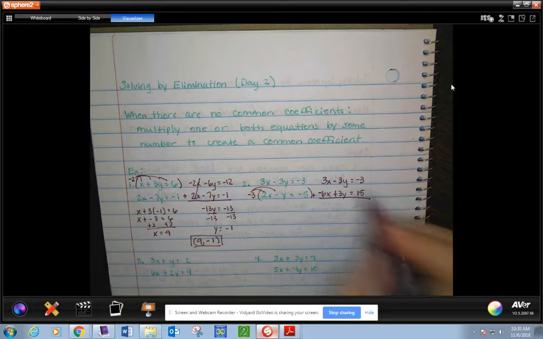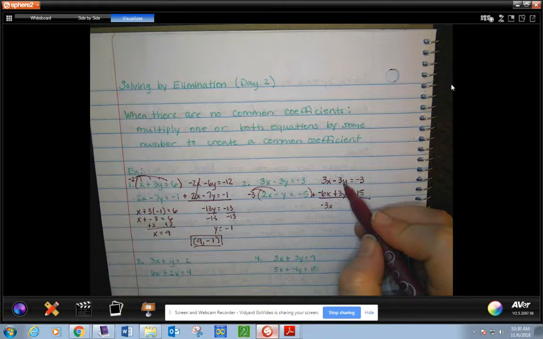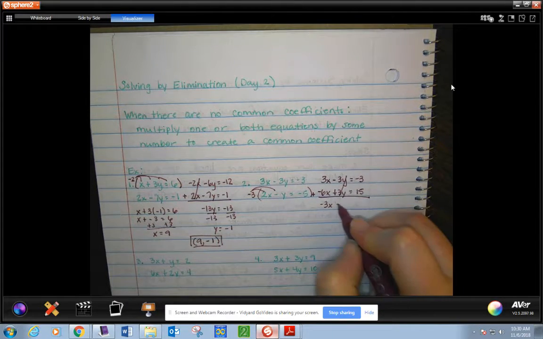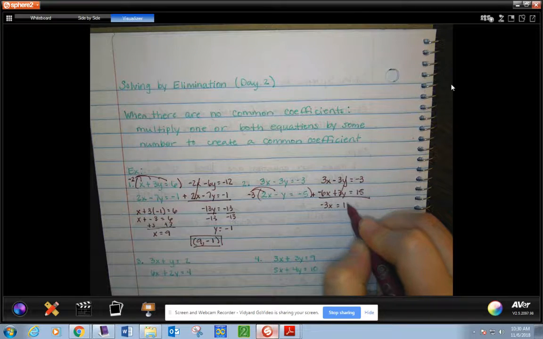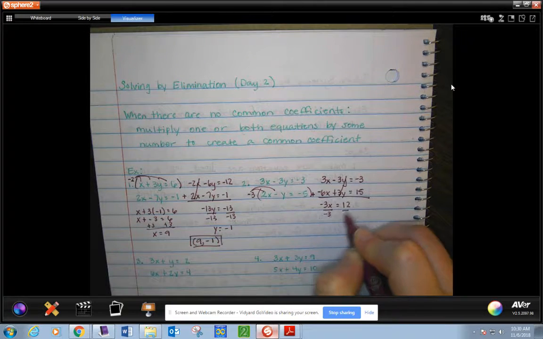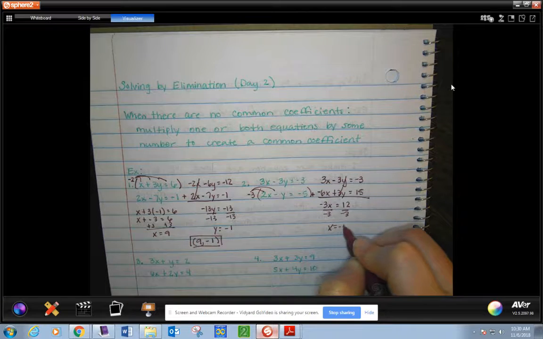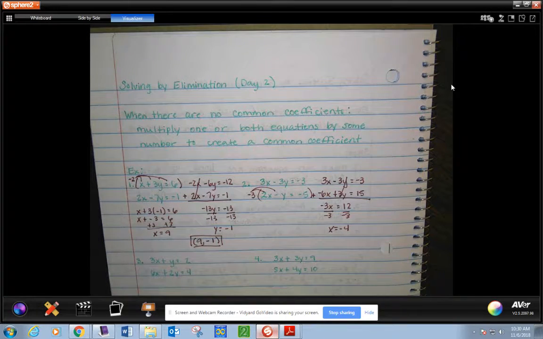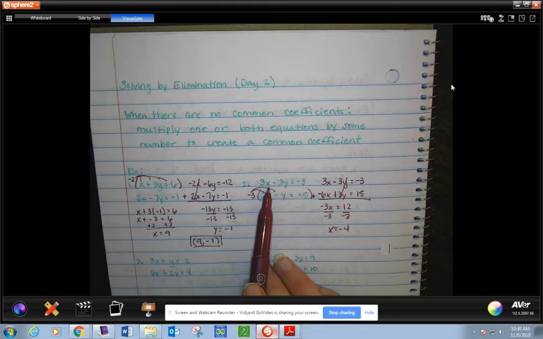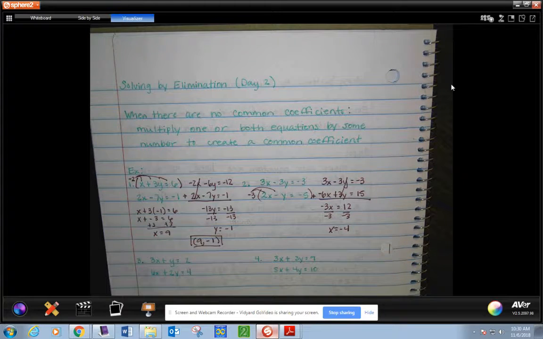3 plus negative 6 gives me negative 3x. Negative 3y plus 3y cancels. And negative 3 plus 15 gives me 12. Okay, from here, I just divide by negative 3, and x equals negative 4. Now that I have that, I can plug that back into my top original or my bottom original. It does not matter. I'm going to show y'all top this time.